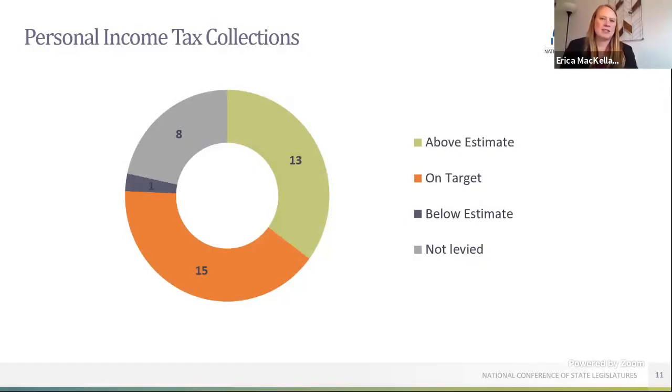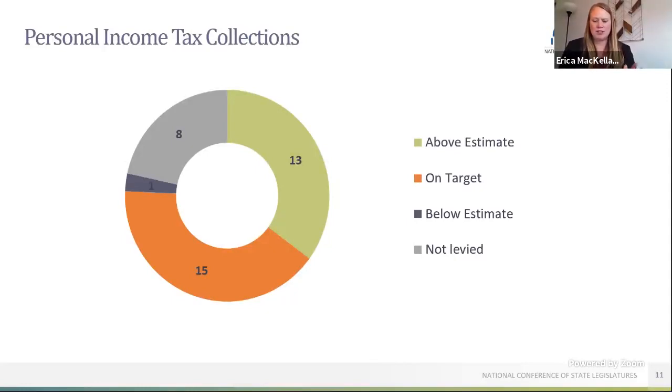The personal income taxes and general sales taxes make up the largest portion of state revenues in most states. And Jackson will talk more about state tax structures in a little bit. But we ask how those major tax categories are performing relative to their latest estimates. So you can see pretty good results here: above estimate in 13 states, on target in 15 states. And only one state right now is reporting that they do not anticipate personal income tax collections coming in where they expected. So largely really good news on that front.